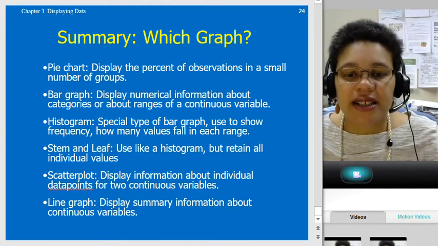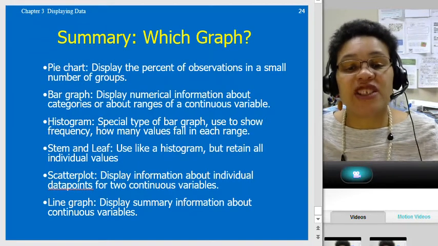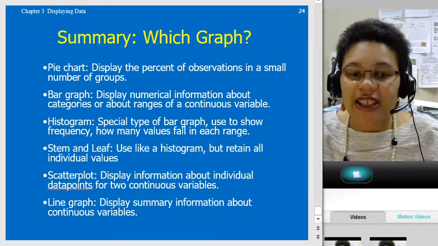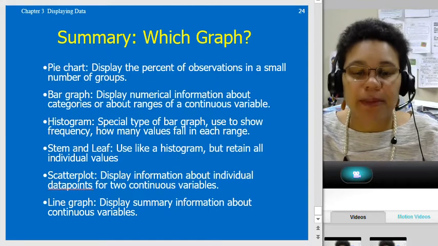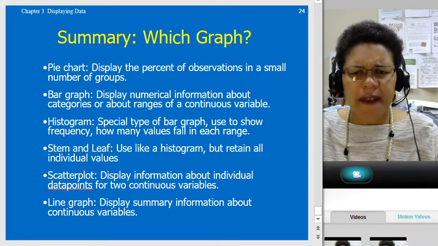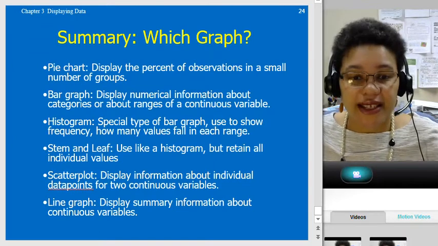Scatter plots display information about individual data points for two continuous variables. And line graphs display summary information about continuous variables. And we talked about box plots already, I think. Yes.